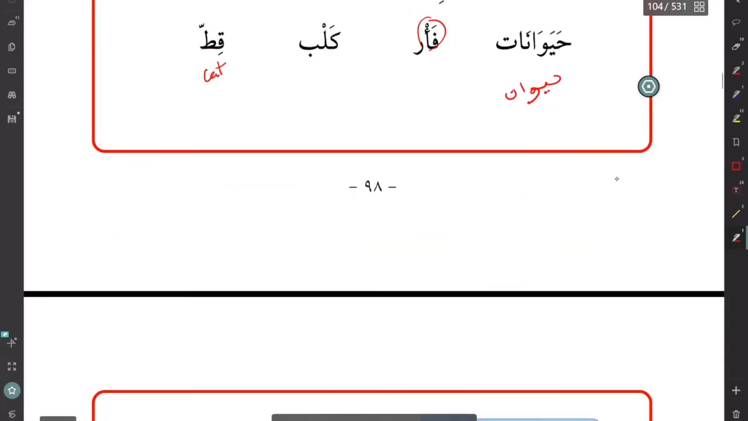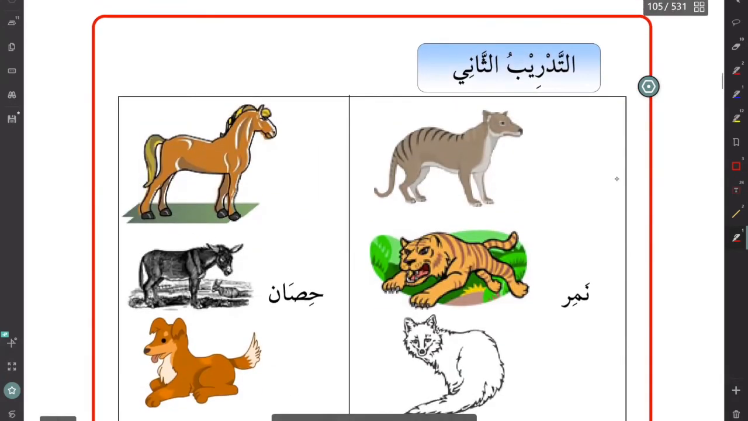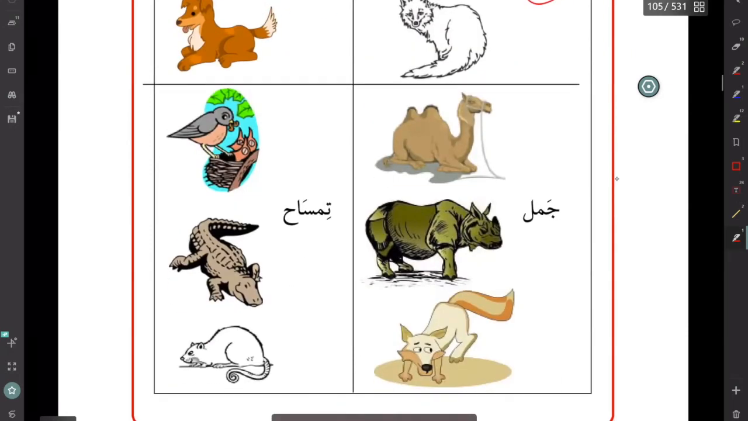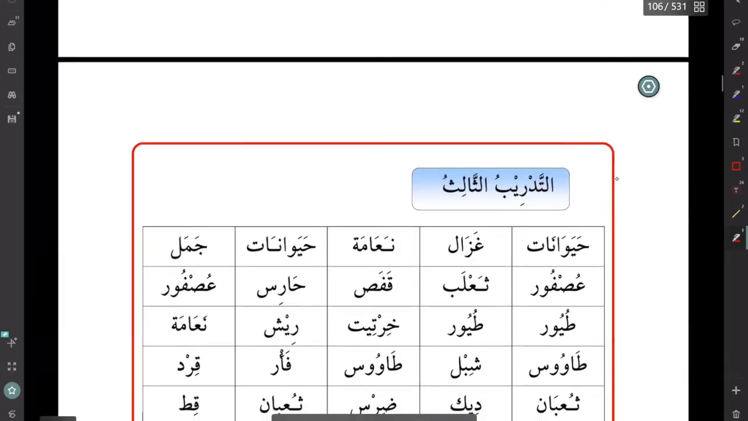Okay, great. So next we have at-tadrib ath-thani, which is again, you match them. So you match with that. Hisan, what is Hisan? Hisan is a horse. So you match with the correct picture. Okay, so you can do the rest.